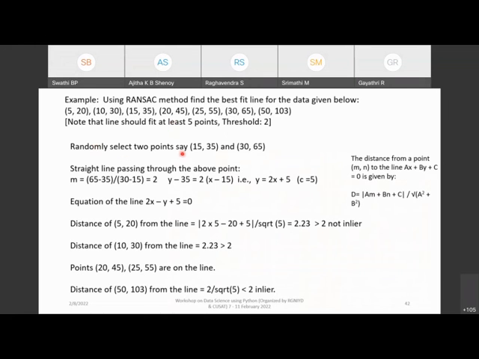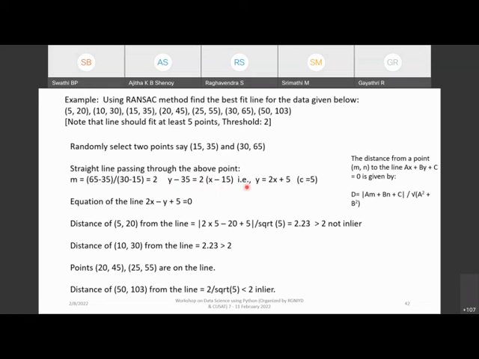Now let me select 2 points randomly from these 7 points. Say (15, 35) and (30, 65). So these are the 2 points I have selected. My aim is to find the equation of the straight line passing through the above 2 points. So first I need to calculate the m. m is equal to y2 minus y1, that is 65 minus 35, divided by x2 minus x1, that is 30 minus 15. I will get m is equal to 2. So the equation of the line is y minus y1, that is y minus 35, is equal to m into x minus x1, where m is 2 and x1 is 15.